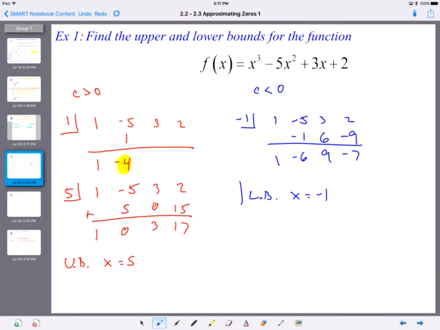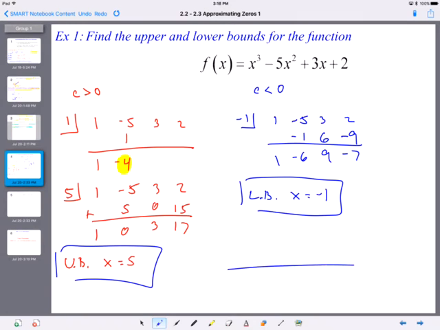So the upper and lower bound of this graph is saying that whatever's going on in this polynomial function from negative 1 to 5, the graph is crossing somewhere between here. There's no way it's crossing anywhere else on the x-axis besides between negative 1 and 5. And so you could graph that on your calculator to verify that. But that's what the upper and lower bound state.